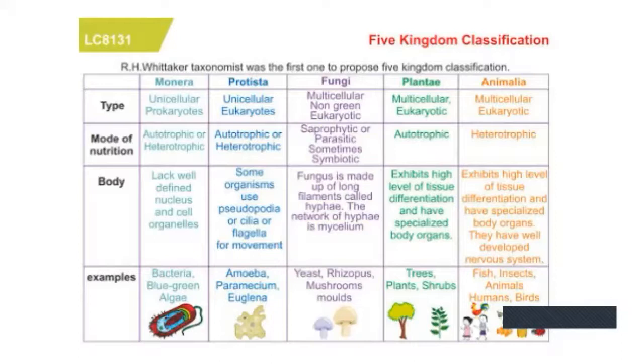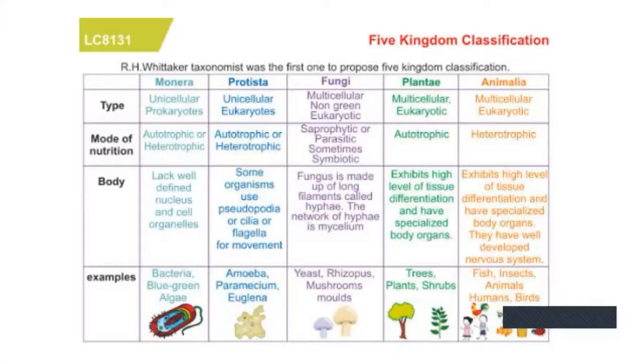Then comes the Animalia. Animalia, animals. All the animals come under the group Animalia. They are multicellular eukaryotic and they are heterotrophic. Animals cannot prepare food by themselves. They depend on others for food. So they are known as heterotrophic. They exhibit a high level of tissue differentiation and have specialized body organs. Animals have a well-developed nervous system. And examples for Animalia are fish, insects, animals, human beings, and birds. All this comes under the kingdom Animalia.